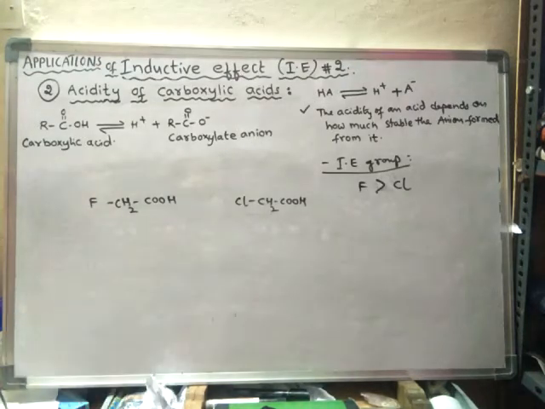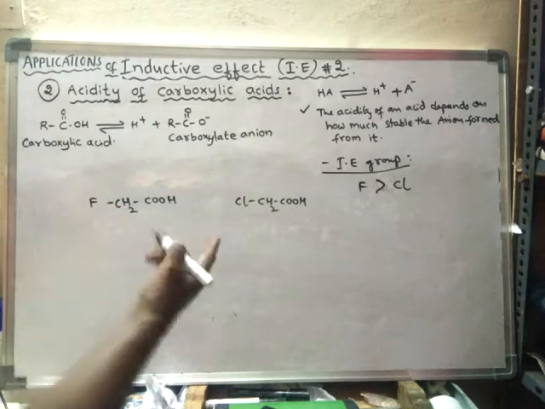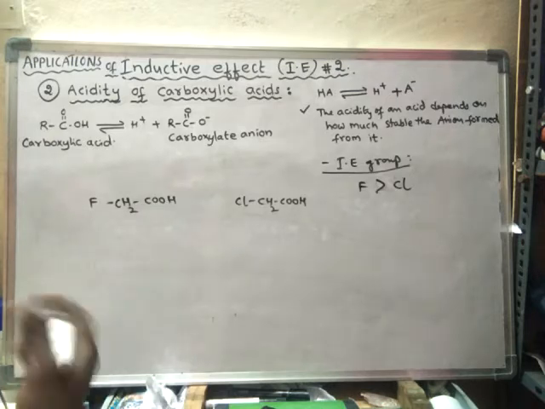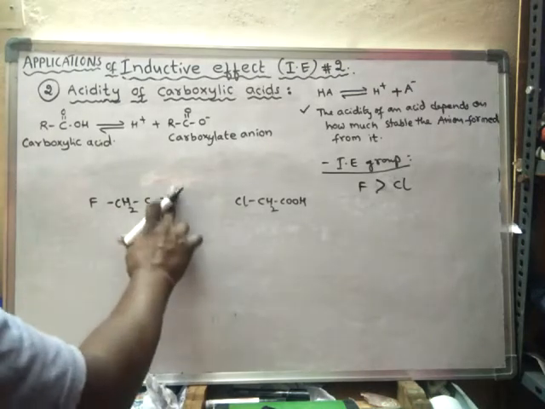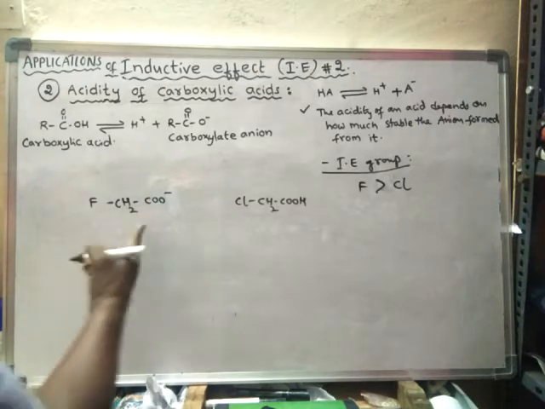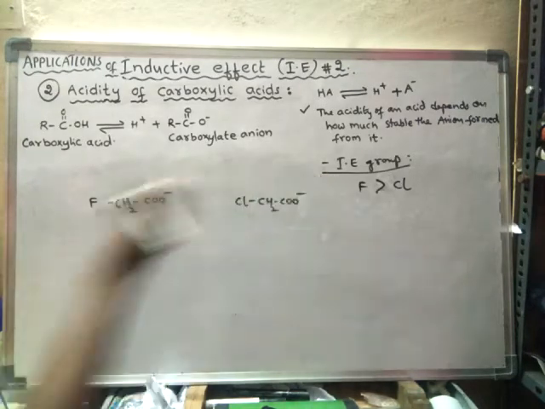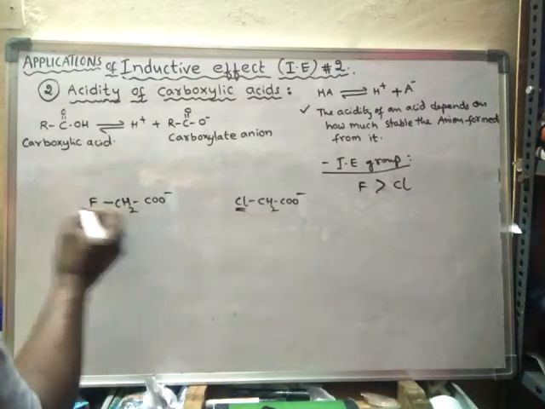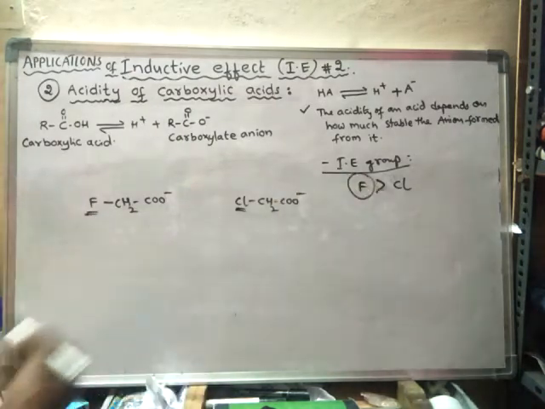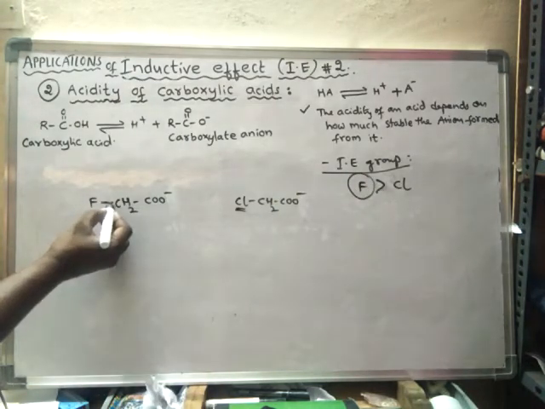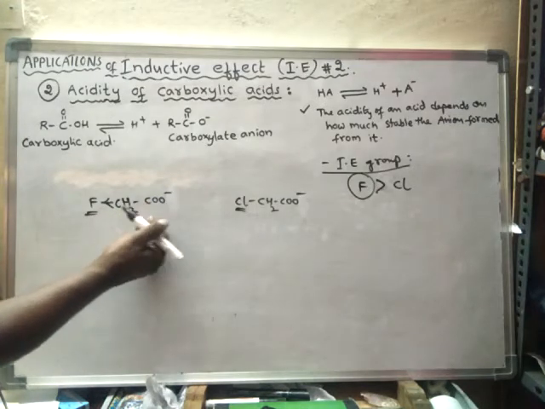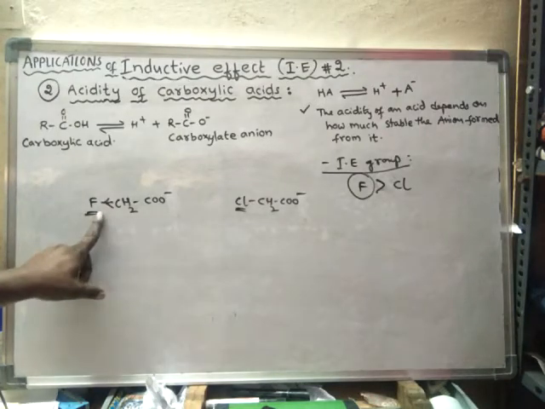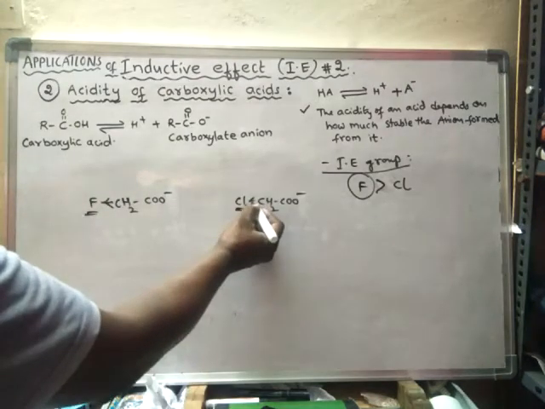So which one is stronger? Again we have to check. In order to know which one is the stronger acid, we have to check the anion. The anion formed from this one is this, and from this acid is this. Here, fluorine is the more minus I effect group, so it will pull these electrons towards itself to a greater extent, while chlorine will pull the electrons to a lesser extent.